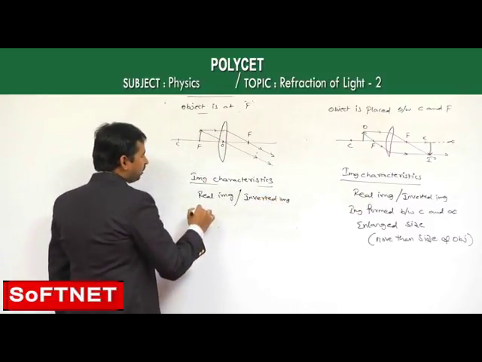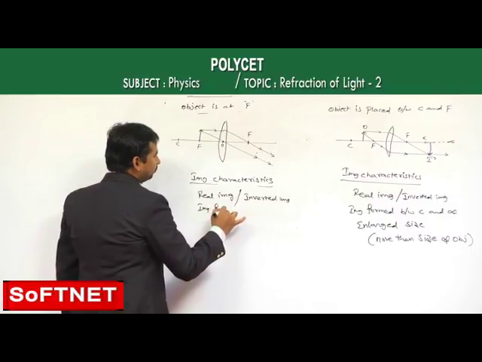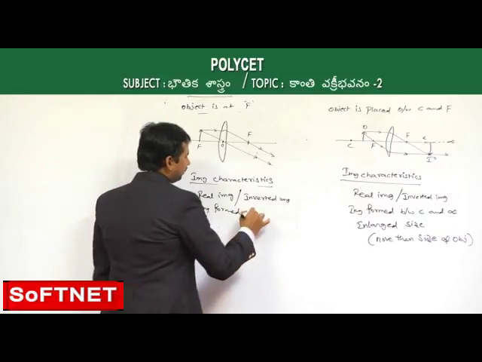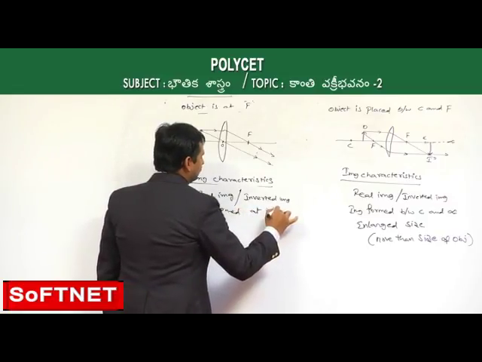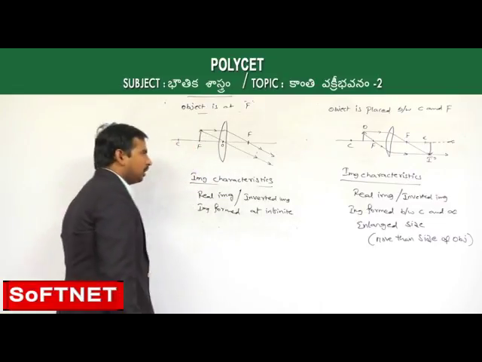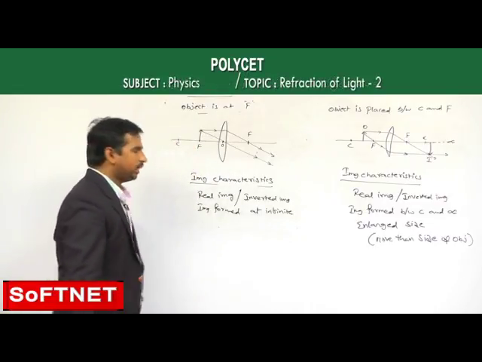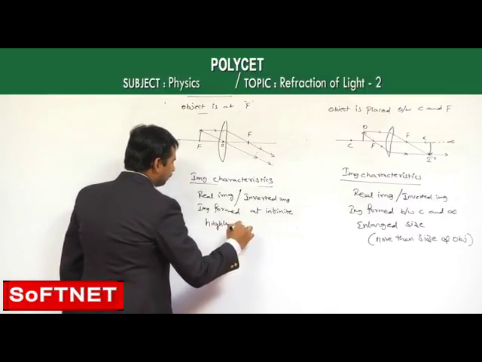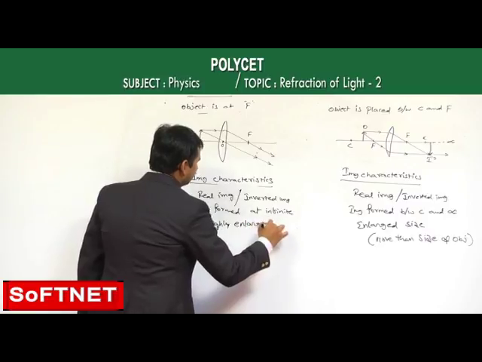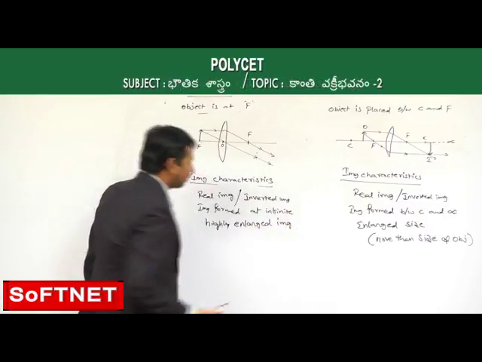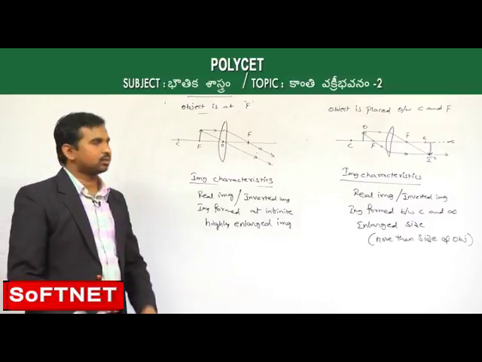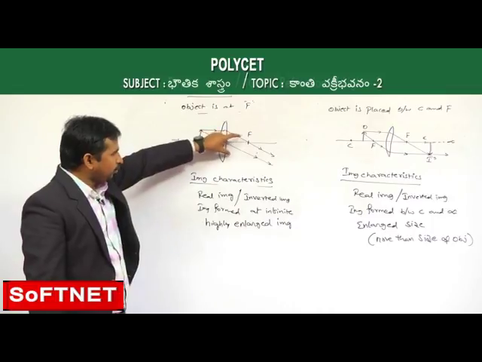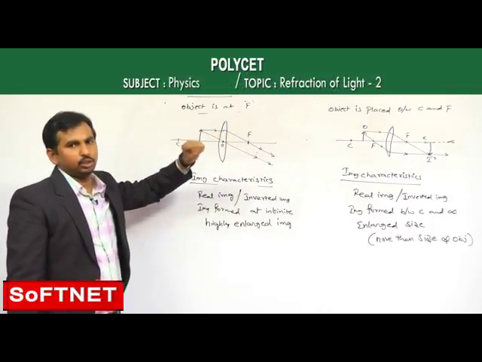And next, the image is formed at infinity. And as for the size, since they are meeting at infinity, we have to take that as a highly enlarged image. These are the image characteristics if the object is placed at the principal focus. After refraction, both the light rays are going parallel to each other.